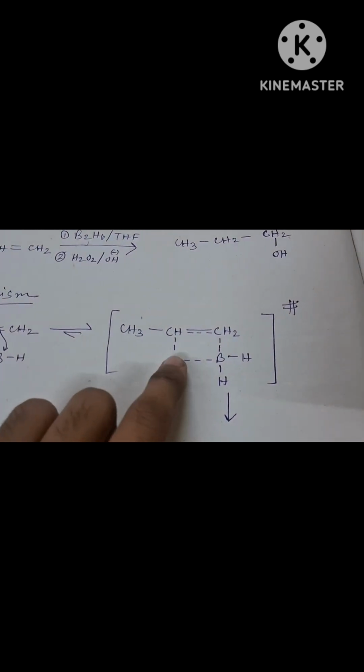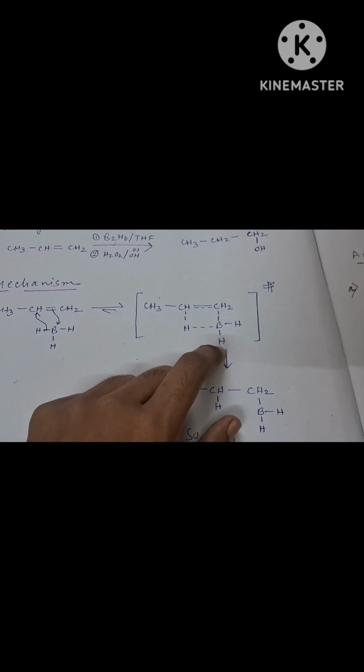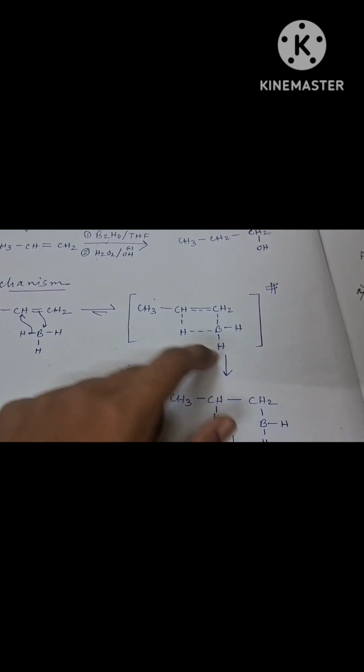The BH bond is going to be broken and the CH bond is going to be formed. Again this CC pi bond breaks, and CB bond formation will take place, and this is the transition state. You should recognize this type of transition state. You will see it also in elimination reactions, right?